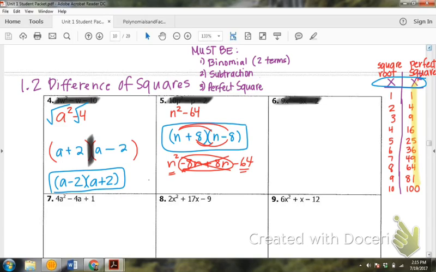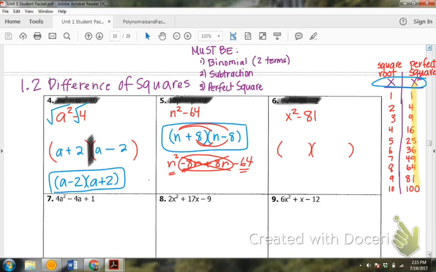We're going to have x squared minus 81. X squared minus 81. Is it a binomial? Is it a subtraction problem? And are both of those perfect squares? Okay, go ahead and set up your parentheses. What about 81? Is that right? What you said, 81? Yeah, 81.